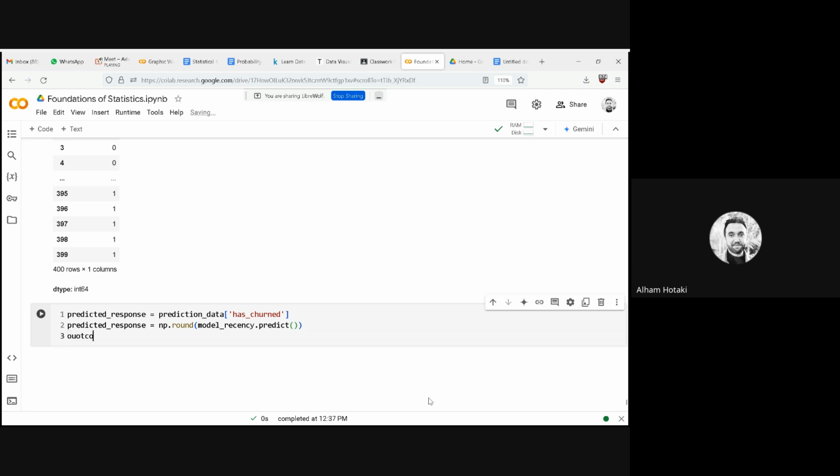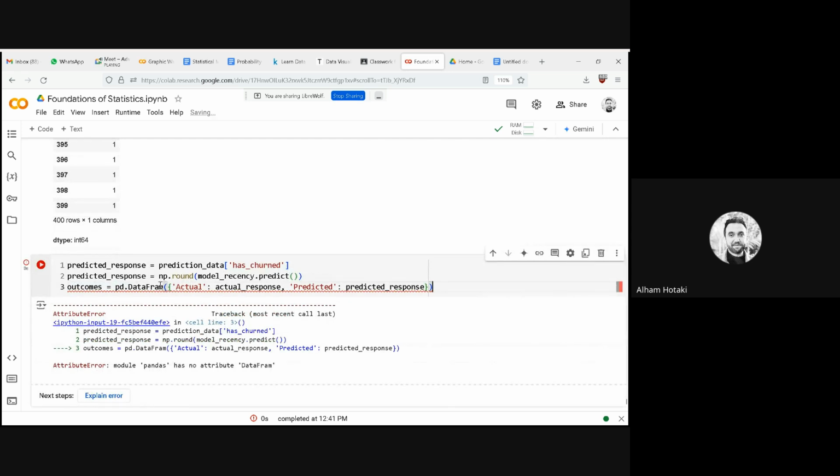Outcomes of this data will be actually pd.DataFrame of actual responses and predicted responses. So we want to create a data frame of actual responses and predicted responses. We just want to have a look at it, how it will look like. Just run this. What is the problem? This is the problem.